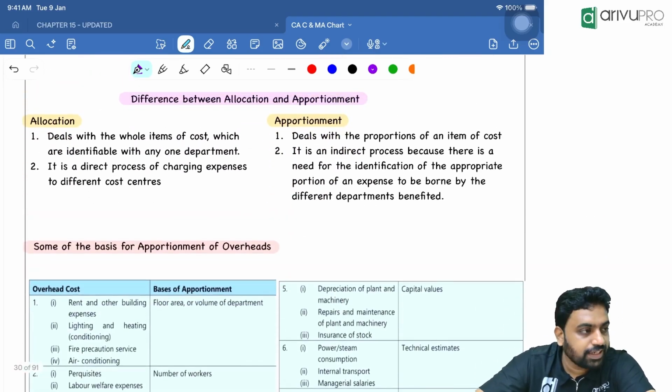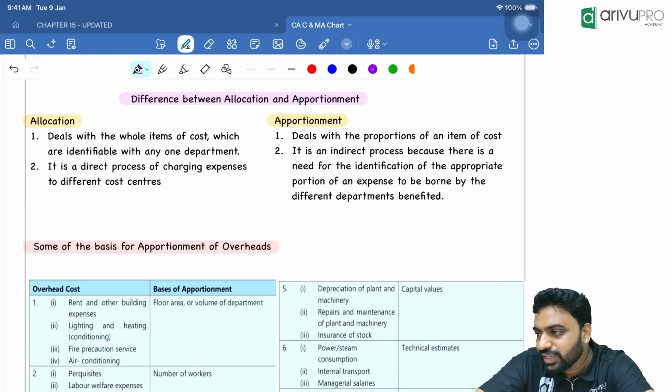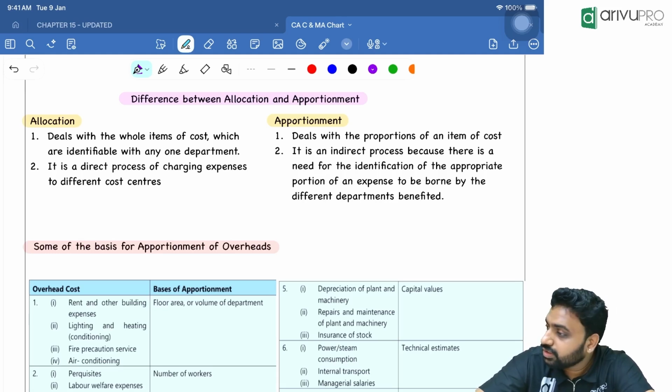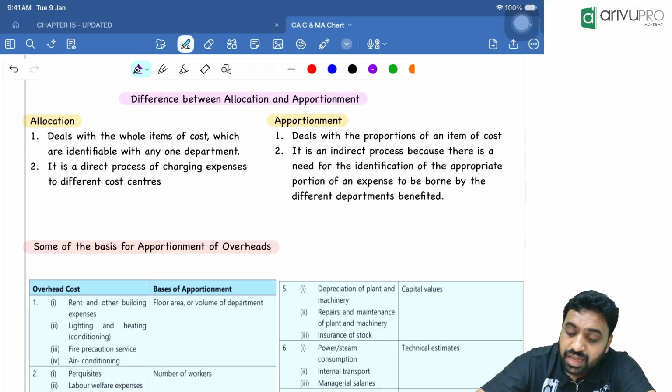What is the difference between allocation and apportionment? Allocation deals with the whole item of cost which are identifiable with only one department, whereas apportionment deals with the proportion of the items of the cost, that is, different departments. Allocation is a direct process of charging expense to different cost centers. Apportionment is an indirect process because there is need for the identification of the appropriate portion of expense to be borne by the different departments benefited.